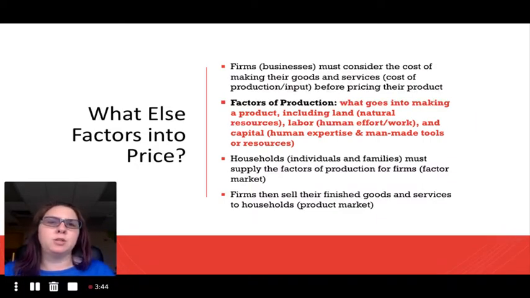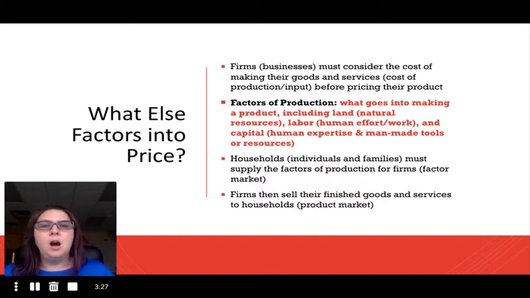Those are called factors of production. Okay, this is your big vocabulary word here. It is what goes into making a product. That includes the natural resources, the labor, who's working, and capital, what tools, what human expertise, what did we have to bring in for this?